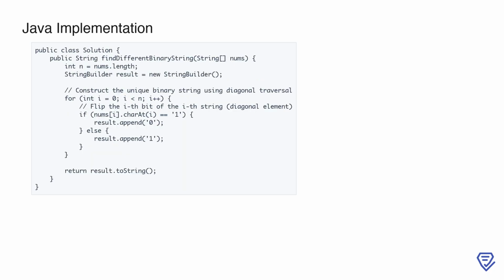This is the Java implementation of LeetCode problem number 1980, Find Unique Binary String. The logic mirrors the Python solution by leveraging diagonal traversal to construct a binary string that differs from all given strings in the input array. Key differences include Java's use of the StringBuilder class for efficient string manipulation and explicit type declarations. The charAt method is used to access individual characters, and the result is built by flipping the diagonal bits. This ensures the generated string is unique.